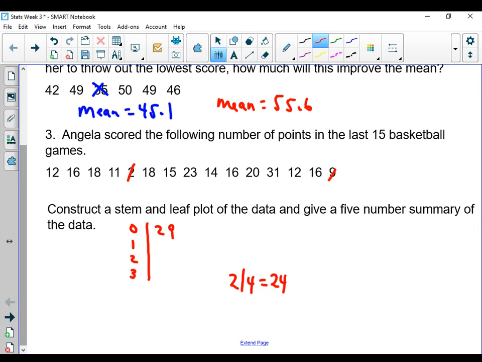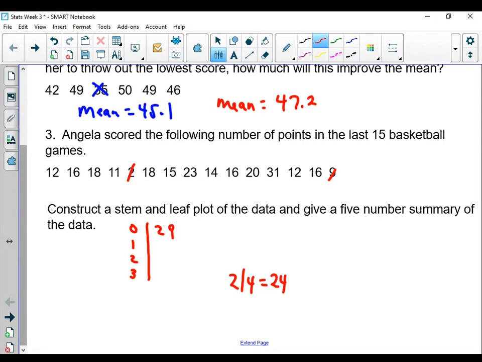What's something else I'd probably look for on this? After you dropped it, 47.6. What else would I look for on the stem and leaf? Yeah, make sure that you have a title as well.